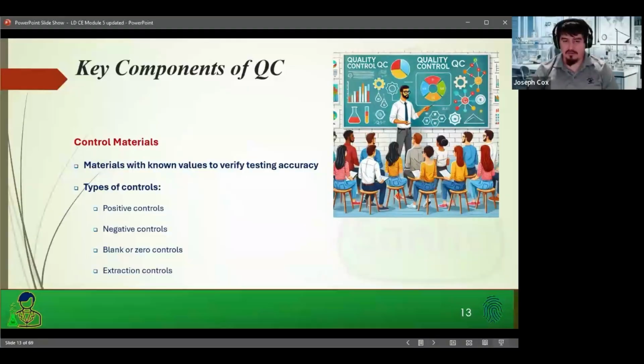nothing in the background. And extraction controls, you can actually evaluate whether your process is working with an extraction control, either in terms of your ability to extract. So for molecular, it's the ability to extract DNA. So you have extraction controls to show that your extraction was proper, and that's the reason why you're getting a negative result. So you didn't detect the pathogen because the pathogen is not there, not because your extraction failed.